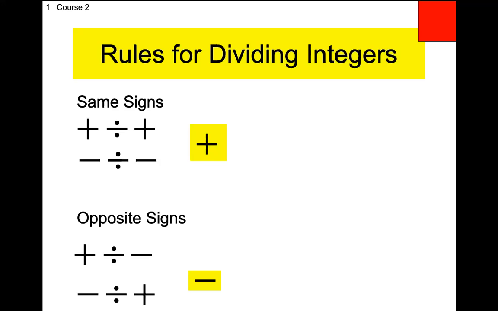Are these the same rules for addition? No. Just like yesterday, I stressed that point. You have 2 negatives and you add them, you get a negative. You don't get a positive. It turns out when you divide 2 negatives, you do get a positive.